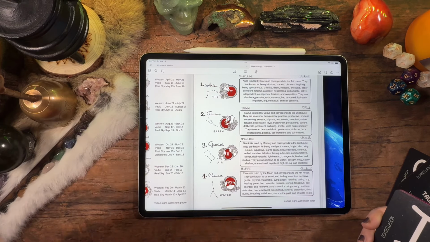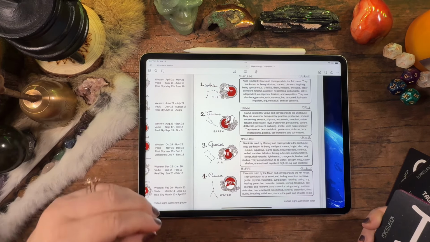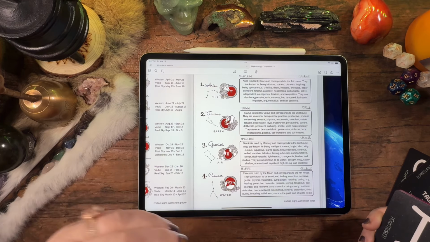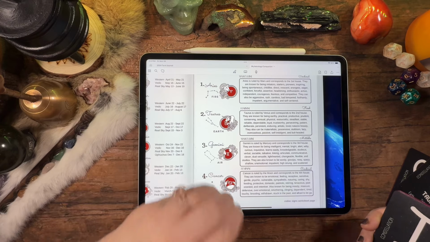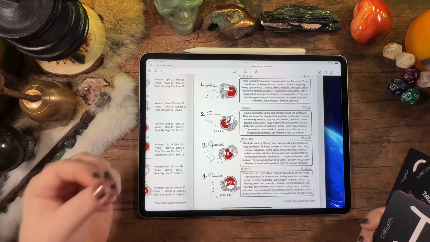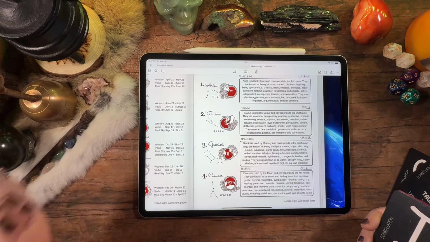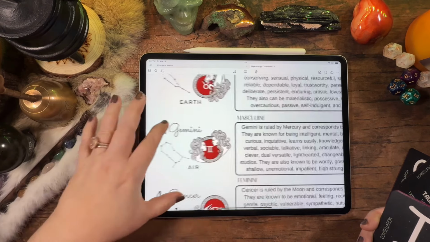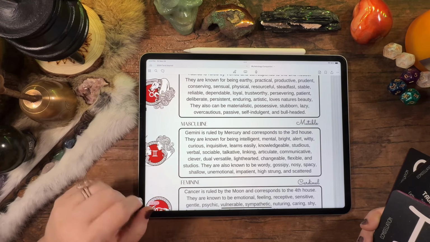So they have taken and put different characteristics with those particular constellations because they're making it into a system. It has nothing to do with astronomy, okay? But Gemini is ruled by Mercury and corresponds to the third house.